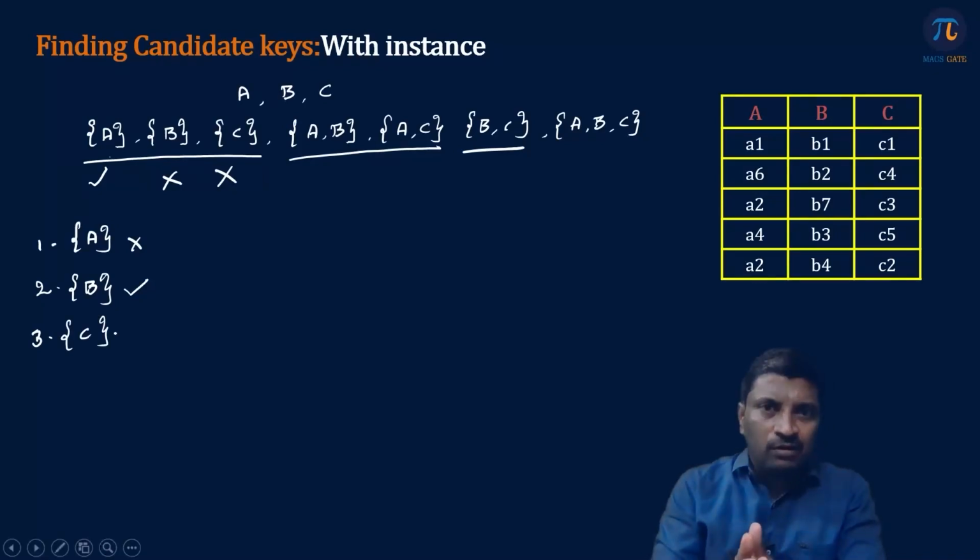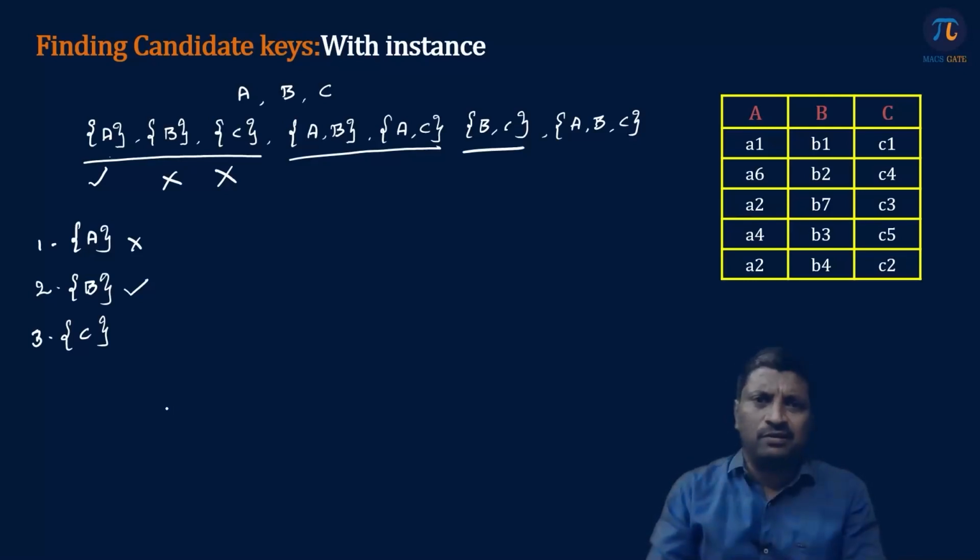Sir, a relation can have more than 1 candidate key. So B is a minimal set which can identify the records uniquely. So it is an example of a candidate key. C can also be, right? So let us verify C also.